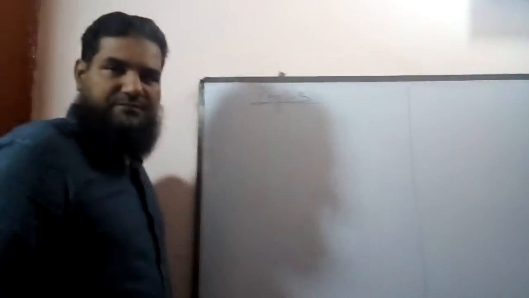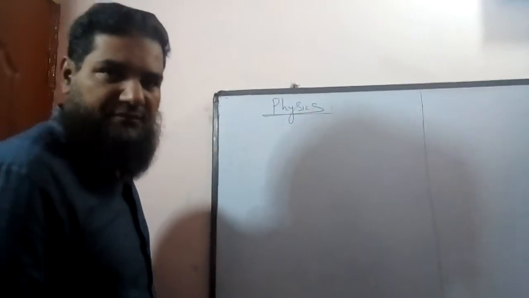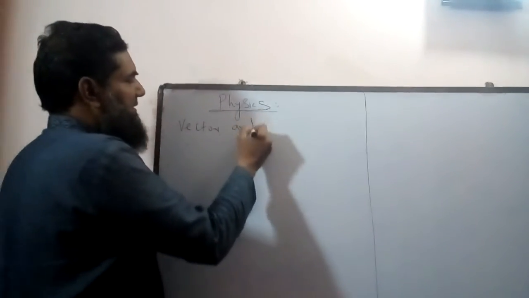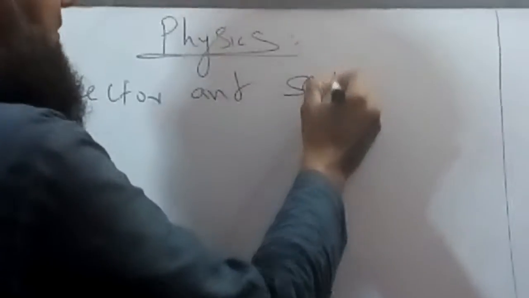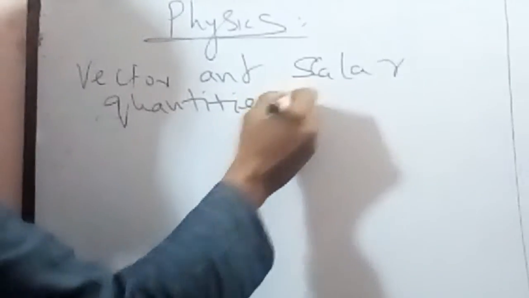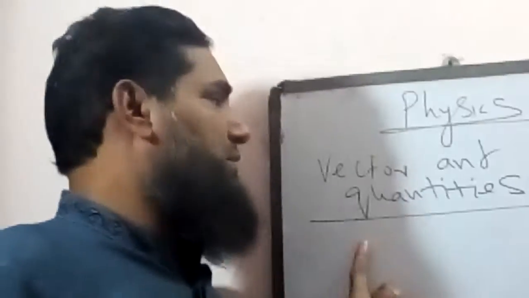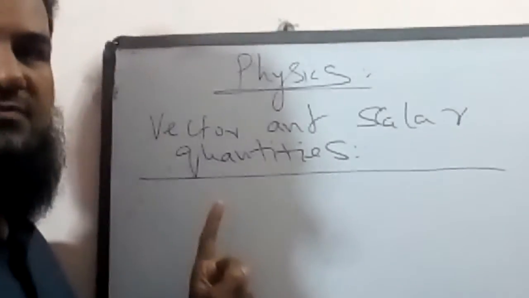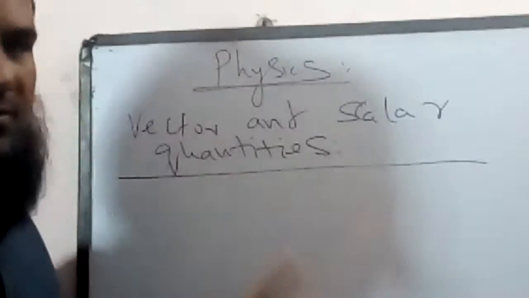In physics, we will study vector and scalar quantities. These are two types of quantities we study in physics: vector and scalar quantity.